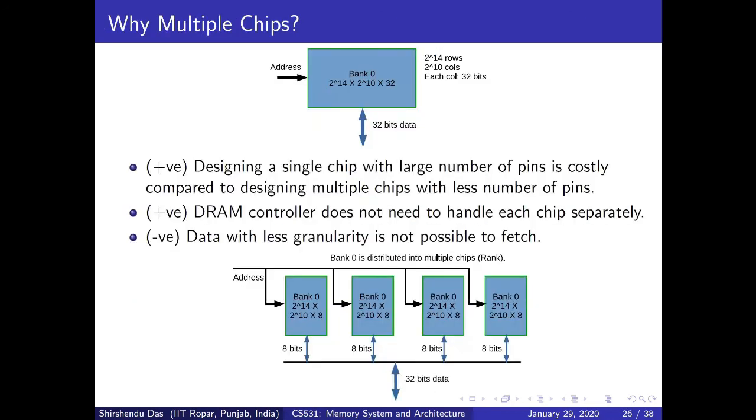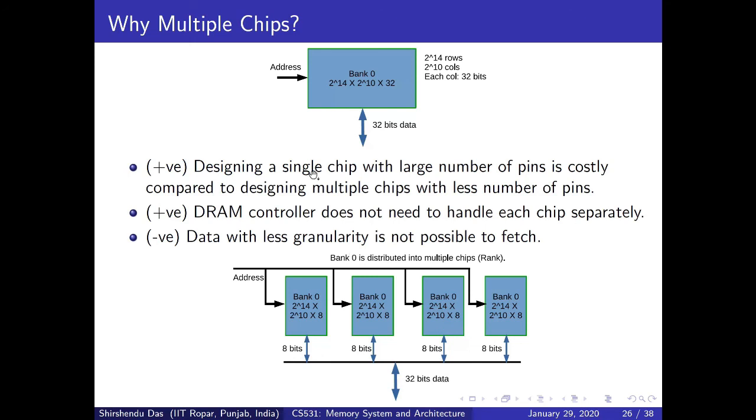This slide is explaining why multiple chips are required in a rank. If we remember, I said that a particular rank has multiple chips, and in the example I showed, rank number 0 has 8 chips. Why are 8 chips required? Why not just one chip? For example, here in this particular case, this rank has 4 chips, and each chip is giving 8-bit information, and that's why it is giving a total of 32 bits of information.